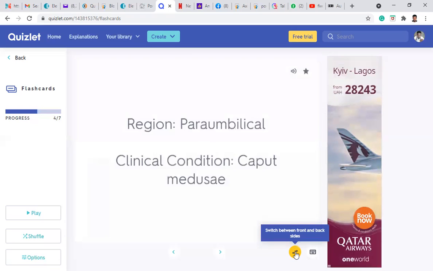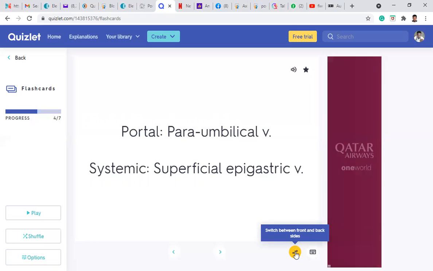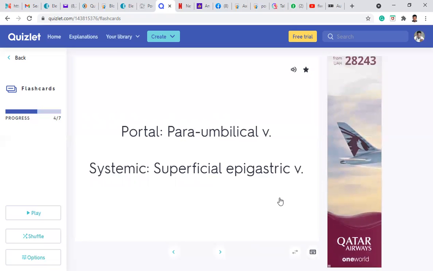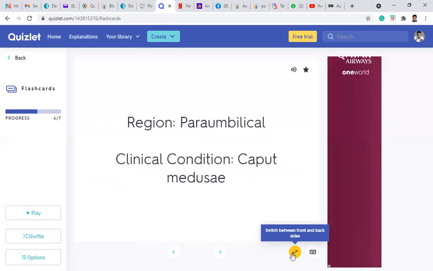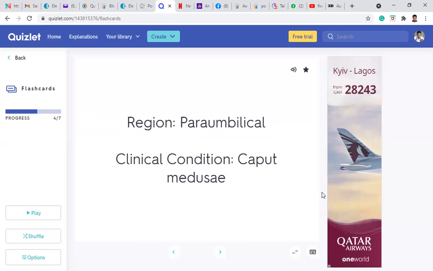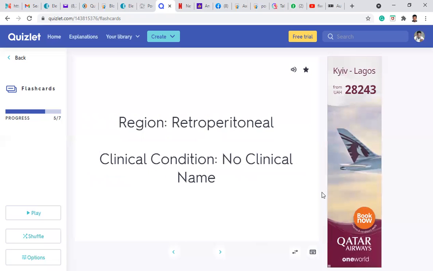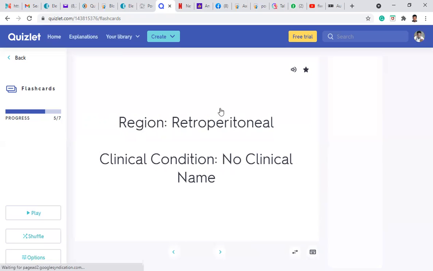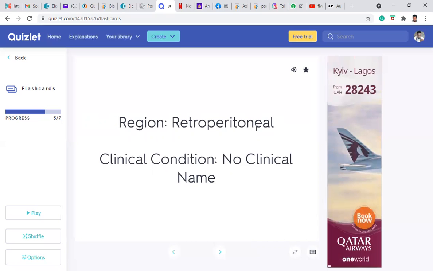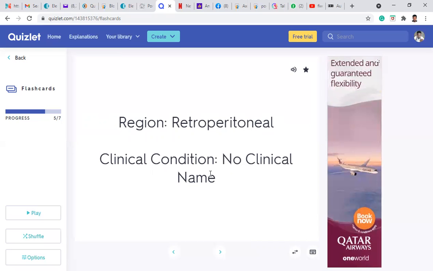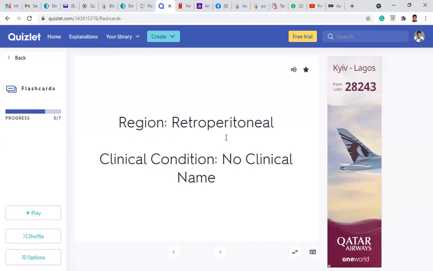Okay. Then there is one more region, but we said that region does not really produce any serious clinical condition. So the region is a retroperitoneal region. And what happens if there is portal hypertension? There is no clinical name to what happens if there is portal hypertension.